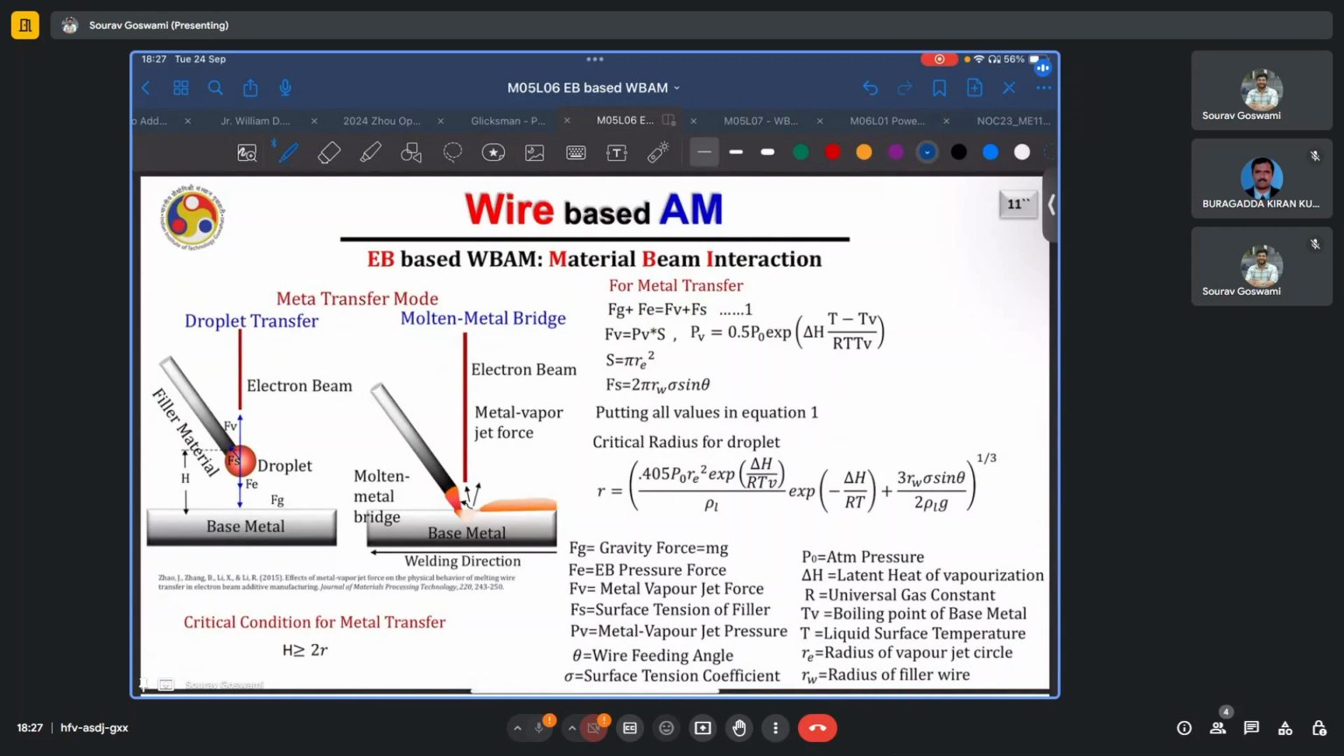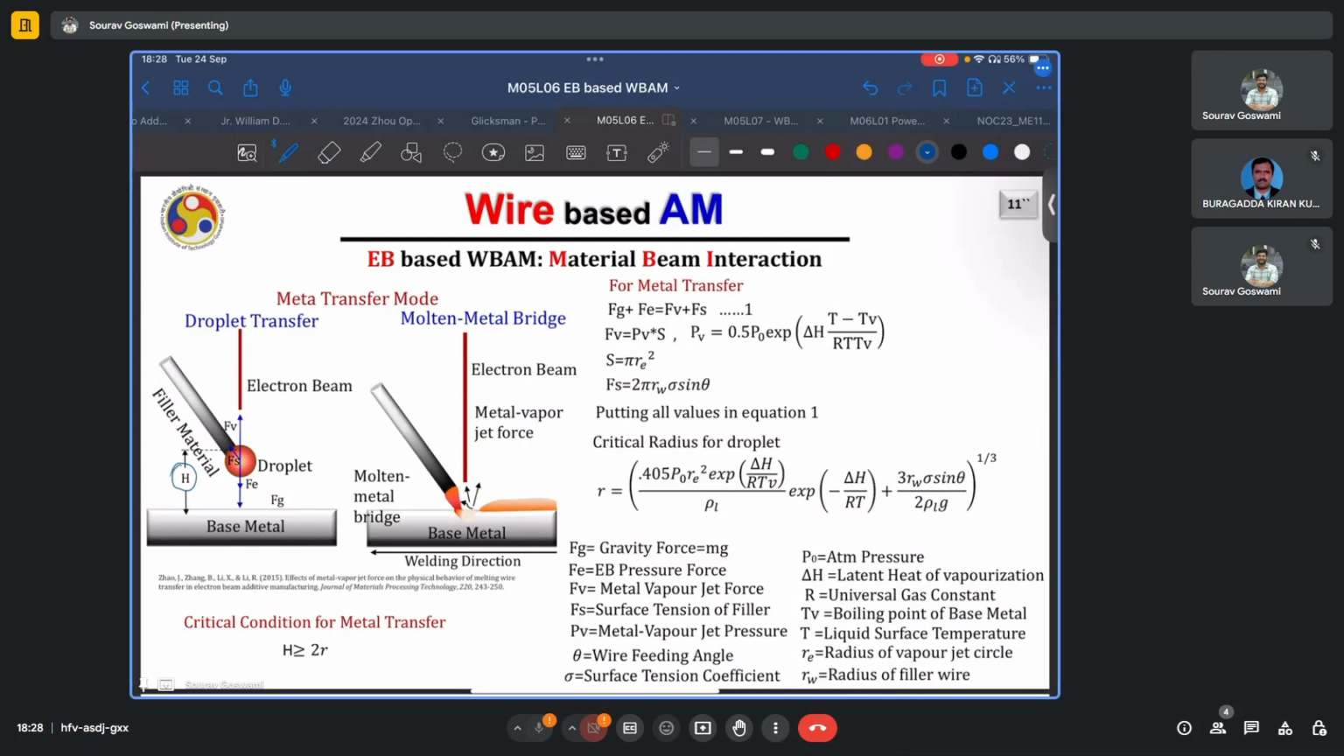Again, it is interesting to see how the beam interacts with the material that is to be deposited and the surface of the substrate. Just like in the previous case, where you could have a droplet transfer or a bridge transfer or stubbing, something similar can be observed here, where based on the interaction of the electron beam with the filler material, depending on how far away this wire is from the surface, which is quantified by this parameter h, the droplet can form and keep growing in one spot until finally it becomes too heavy and falls down, spattering onto the base material and the melt pool which forms here.